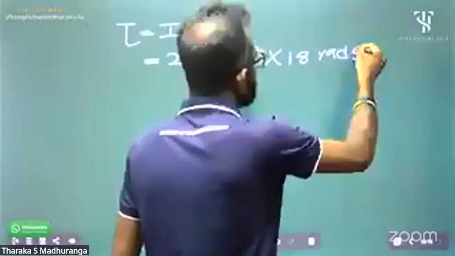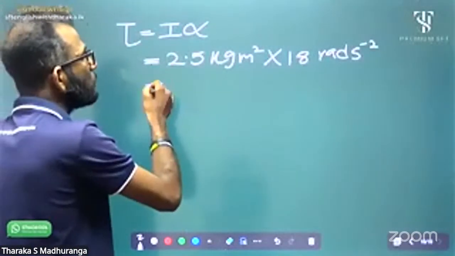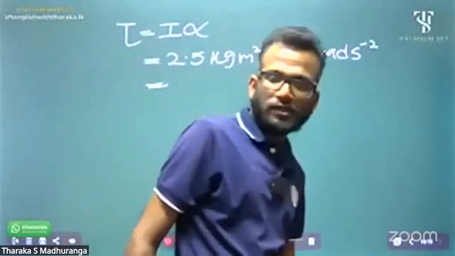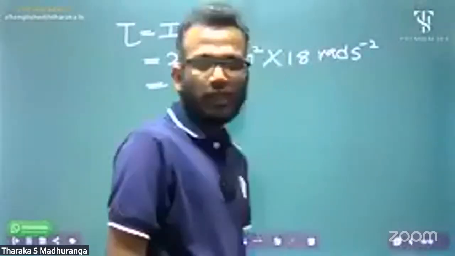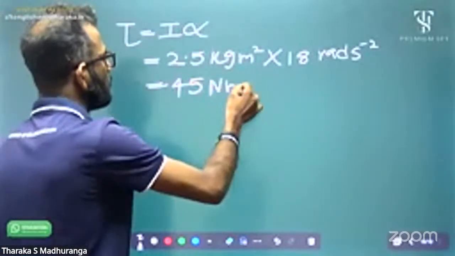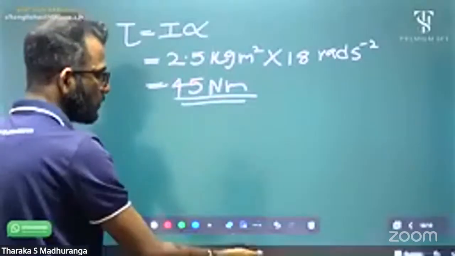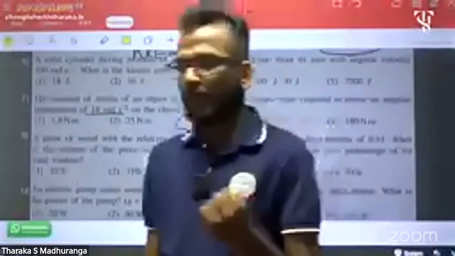Rad s to the minus 2. Okay, 2.5 into 18. What's the answer? 36 plus 9, 45. Right? 45 Newton meters, because the standard unit is Newton meters. Clear?